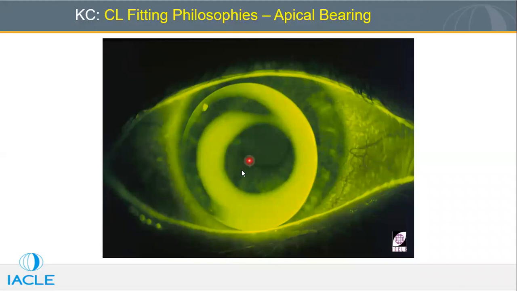If scarring starts to be created here, your vision will deteriorate, meaning the patient's vision will deteriorate. So we are not aiming for this apical bearing fitting.